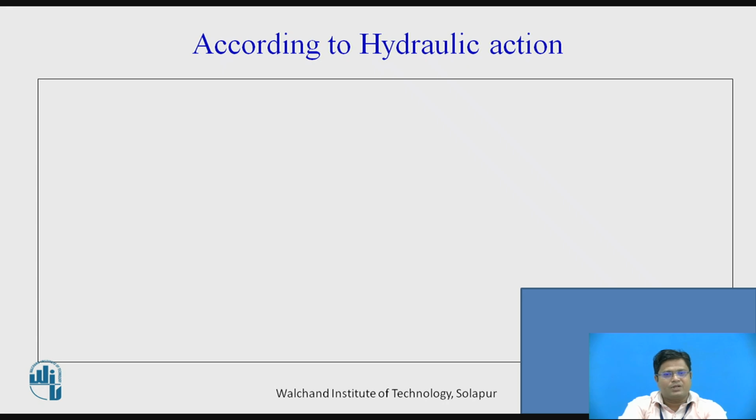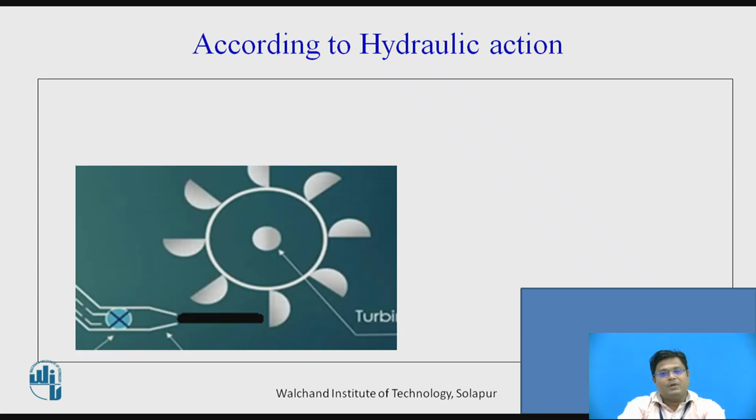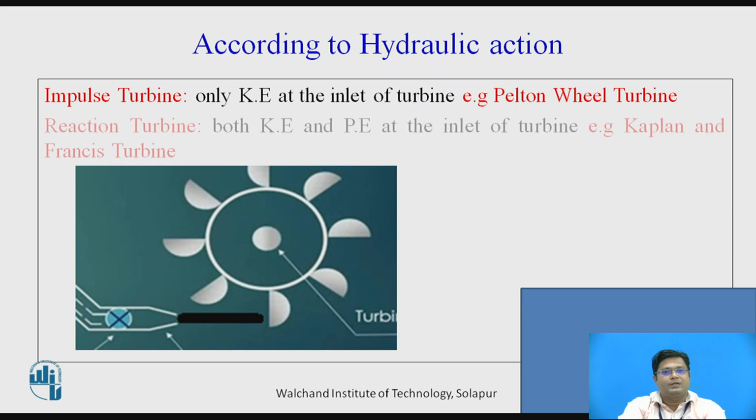First one is pressure energy, then potential energy and kinetic energy. So depending upon the type of energy at the inlet of the turbine, turbines are classified into two types: one is an impulse turbine and another is a reaction turbine.